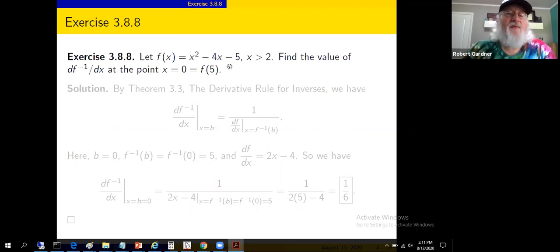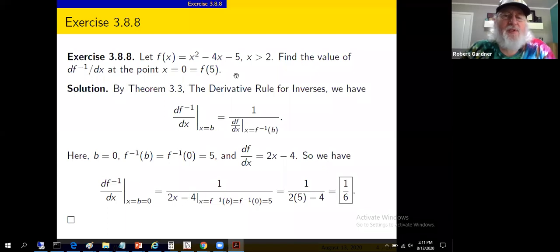The question is, find the value of the derivative of the inverse function at the point x equals 0, which, by the way, is f of 5. Okay, well, we just stated in Theorem 3.3 that this is the relationship between the derivative of an inverse function and the derivative of a function itself. They're evaluated at different places, as we saw.